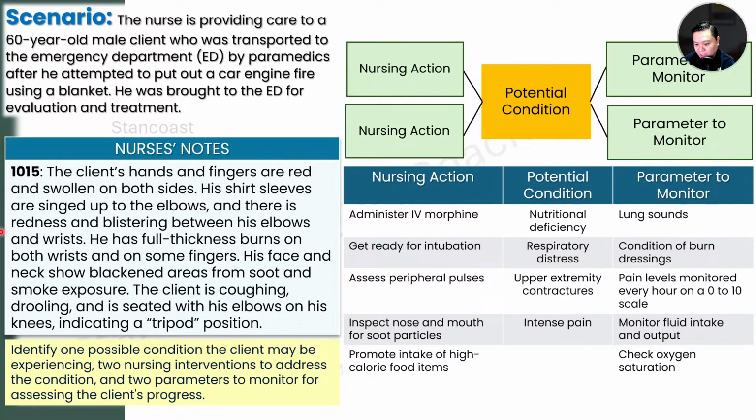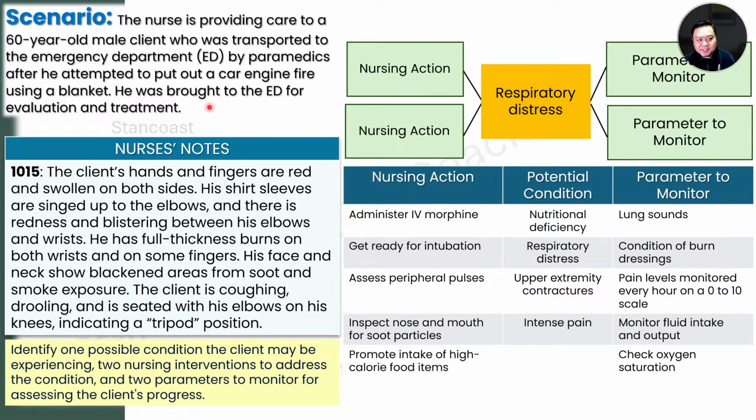Okay, looks like you've answered the potential condition. And what is the answer to that one? The correct answer should be respiratory distress. Basing it on the patient's case, the client has been exposed to smoke and also heat, and so this patient is at risk for respiratory distress.